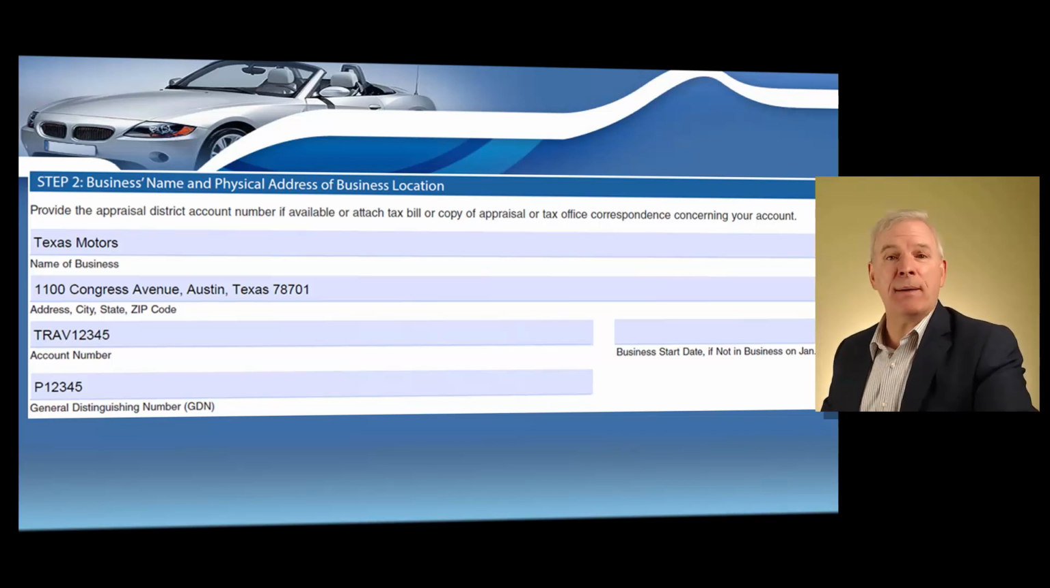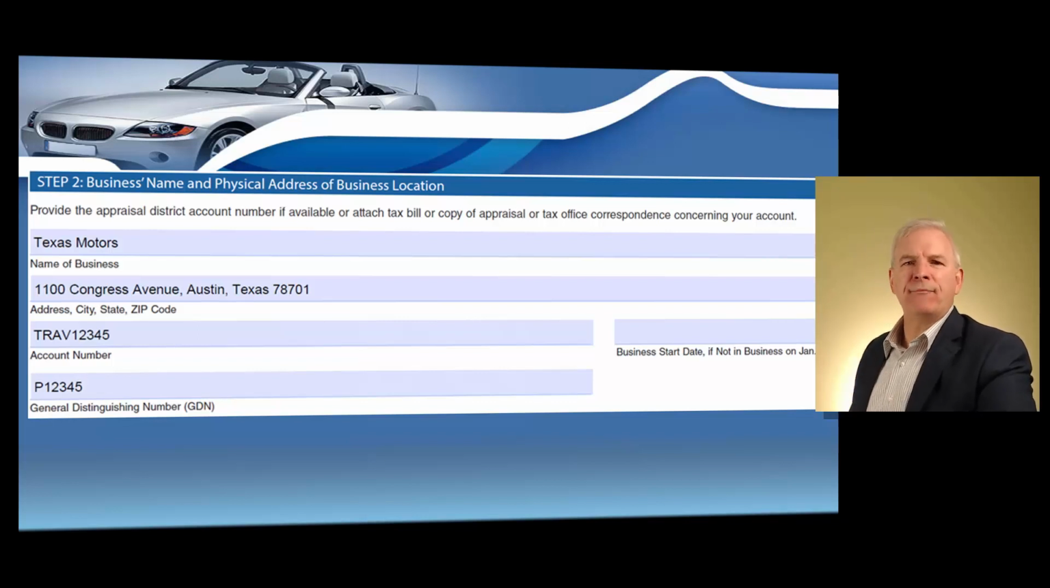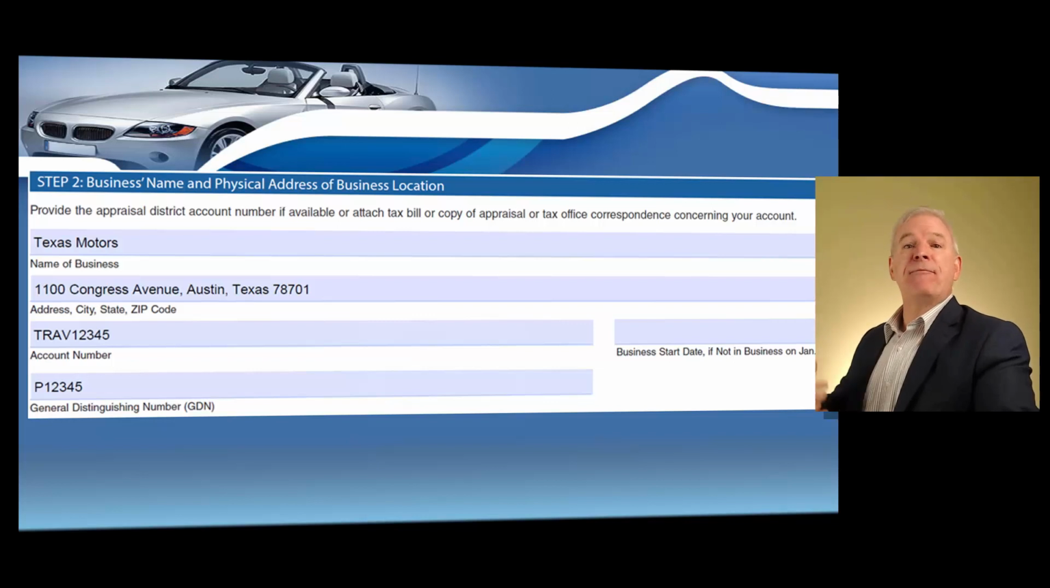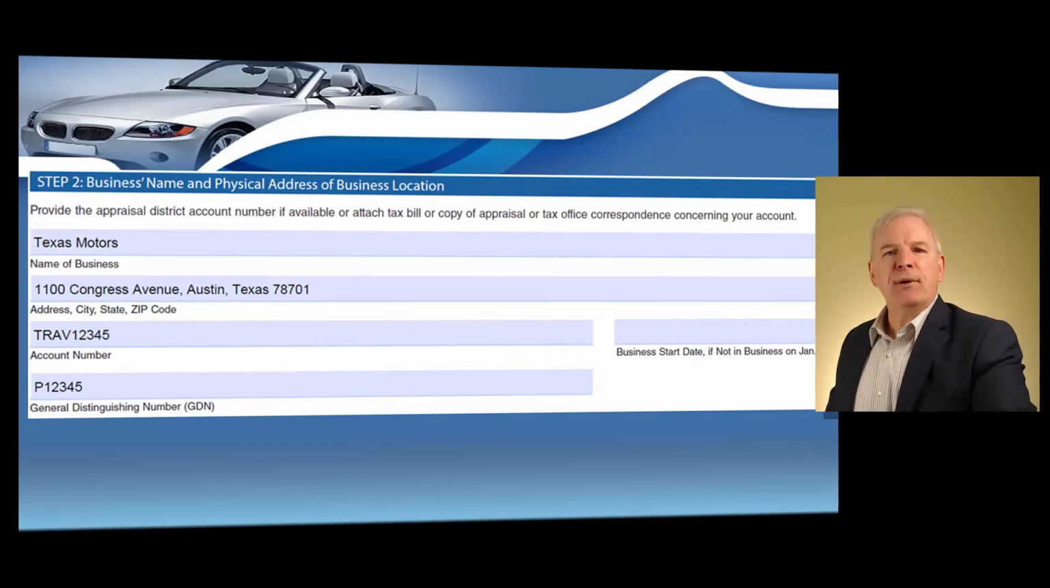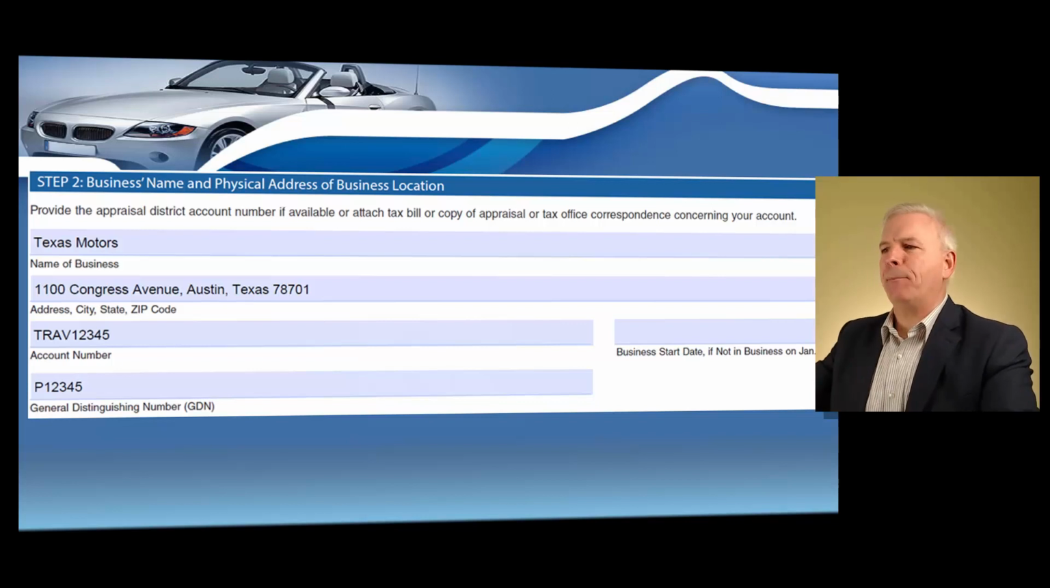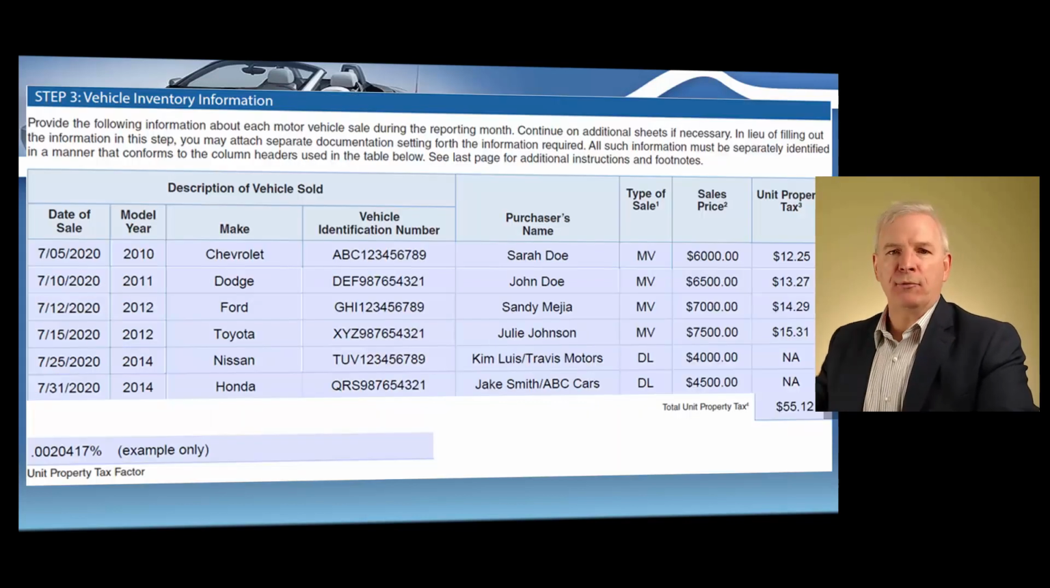And you're going to get an account number from the county when you first obtain your license. And we'll discuss this a little bit more in depth, but you're going to have your account number before you can file this form, and your county is going to help you with that. So you're going to enter the business start date if you were not in business on January 1st, okay? So then you would enter your general distinguishing number. Once again, that's your dealer's license. Sometimes we call that our P number. So always make sure that you have your accurate P number on all of these forms.